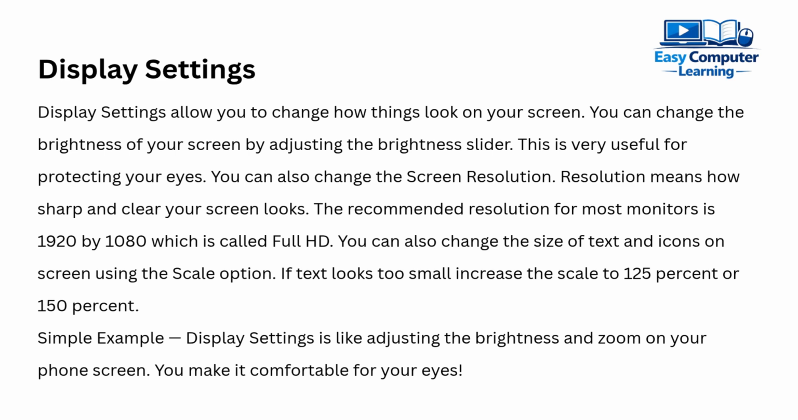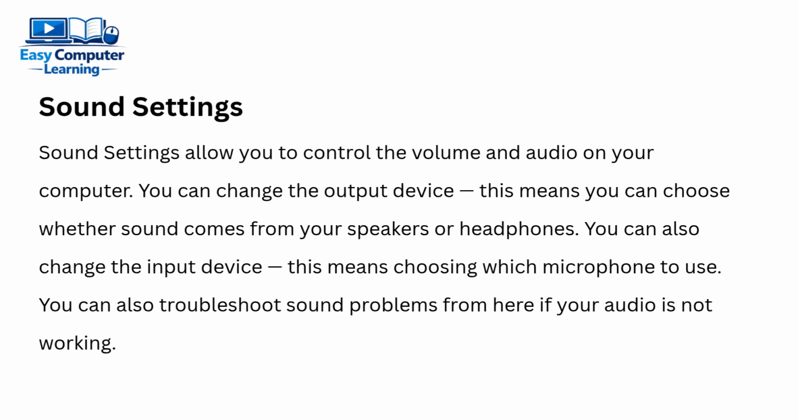Simple example. Display settings is like adjusting the brightness and zoom on your phone screen. You make it comfortable for your eyes. Sound settings. Sound settings allow you to control the volume and audio on your computer. You can change the output device. This means you can choose whether sound comes from your speakers or headphones. You can also change the input device. This means choosing which microphone to use. You can also troubleshoot sound problems from here if your audio is not working.